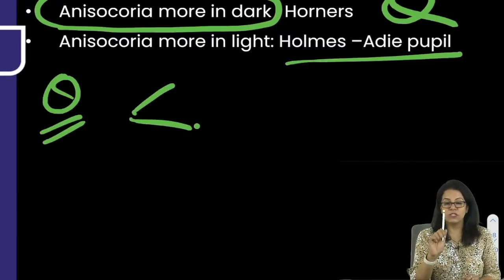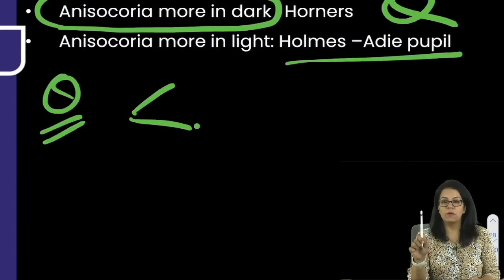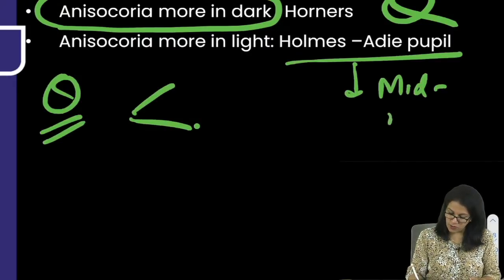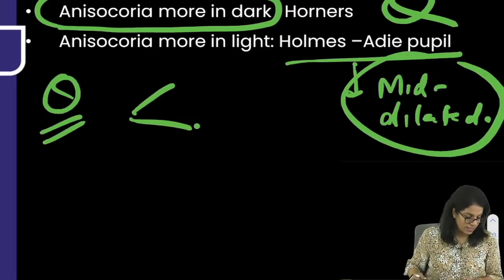This question has also been asked in this way. Please keep in mind, what is the position of the pupil in Holmes-Adie? This has been your exam question and your answer has to be mid-dilated. It is very simple if you know the thing. Okay, so these are the questions related to this. Then of course, I am still waiting.